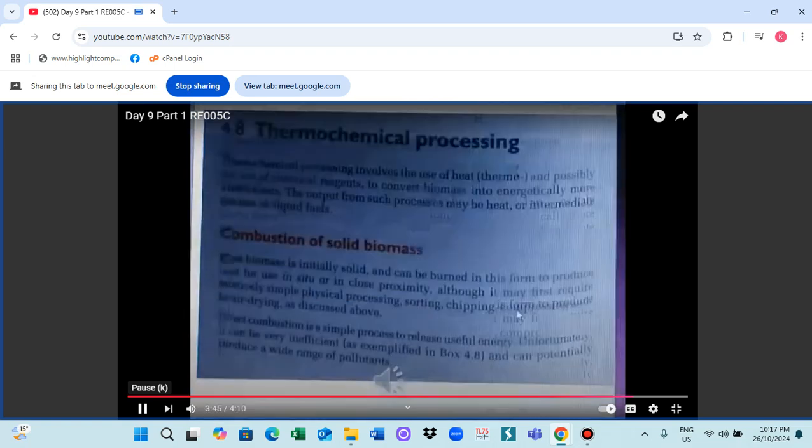And so this is all the thermochemical processing, combustion of solid biomass. For the solid biomass, when combined, it produces heat and energy.